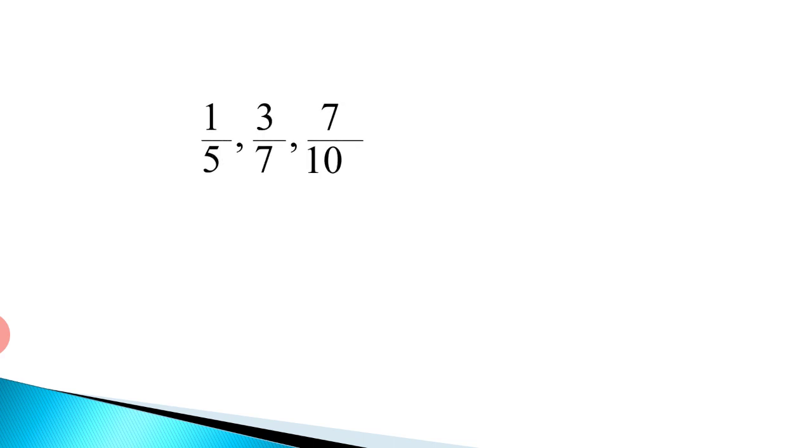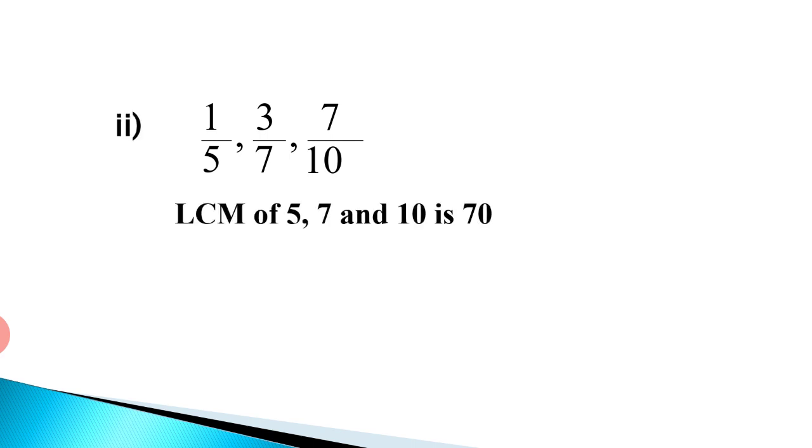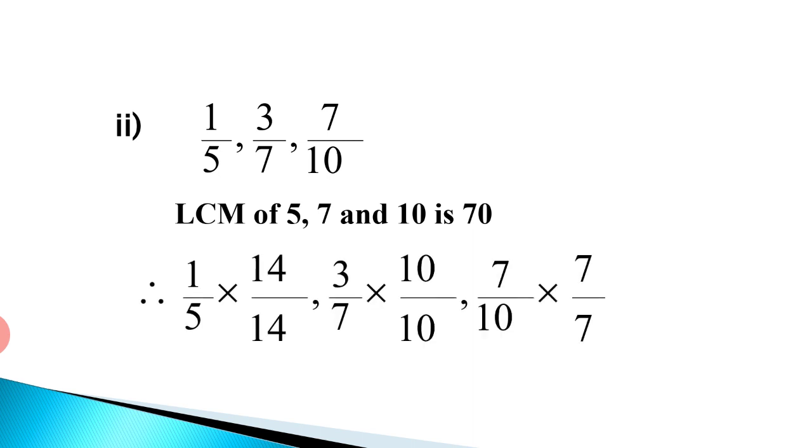Now the next question is 1 by 5, 3 by 7 and 7 by 10. So here LCM of 5, 7 and 10 is 70. Again you can go by the short division method and then convert these fractions into like fractions. So 1 by 5 you will multiply by 14. 3 by 7 you have to multiply by 10 because 14 5s are 70, 10 7s are 70, and 7 by 10 you need to multiply by 7.